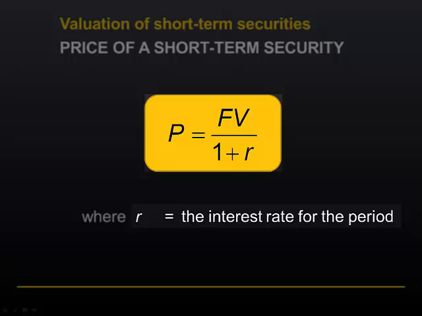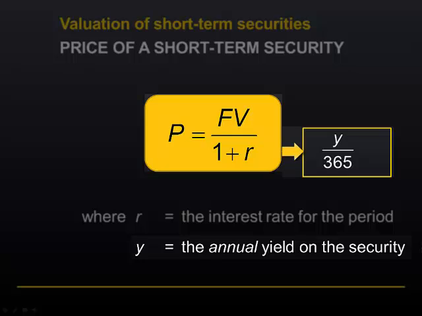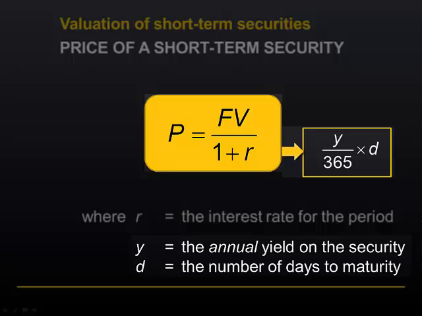The problem is that with short-term securities, we are not given R. We are given Y, which is the annual yield on the security. Anytime you're quoted a yield on a debt security, it'll be an annual yield. We need to convert Y to R. One way to do that is to divide the yield by 365, which gives us the yield per day. And then we multiply by D, the number of days remaining until maturity.